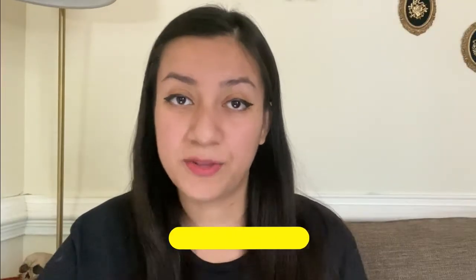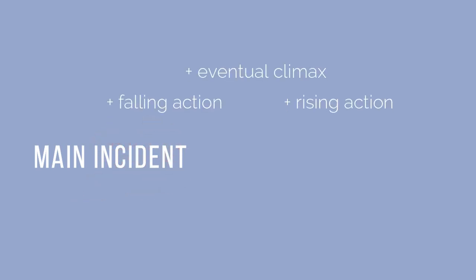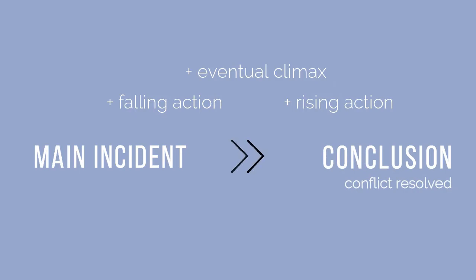Number 3 is the plot. So this is the major chunk of your book, and it essentially starts from the main incident that starts everything, and then reaches a climax and then falls into a conclusion at the end.